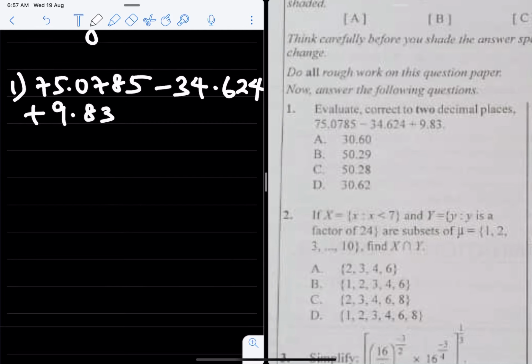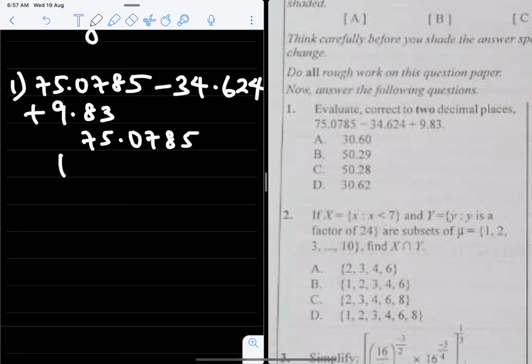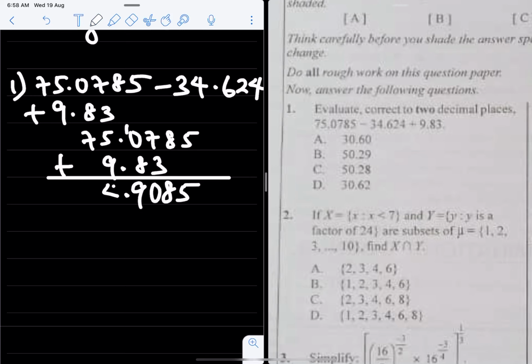So let's add very quickly. Addition before subtraction. So you should do 75.0785 plus 9.83 and then subtract 34.624 from the answer. This is 5, 8, 10, 0 carry 1. That's 9. 5 plus 9 is 14, carry 1. 1 plus 7 is 8.